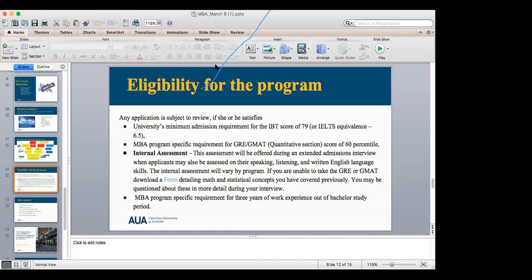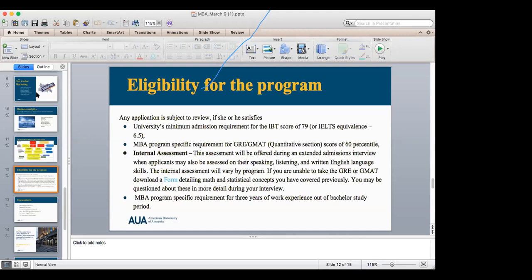Alternatively, you can mention the internal assessment, which means that you will be undergoing an extended interview process with the admissions committee members. And it would be helpful if you mentioned in your application form, we have a particular supplement that asks you to describe the prior knowledge or prior exposure to math and statistical concepts. Any concepts that you might have covered previously, it is very helpful for us to see on the supplemental form as part of your application.